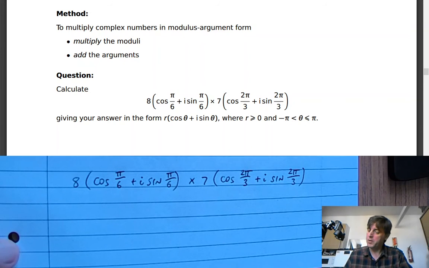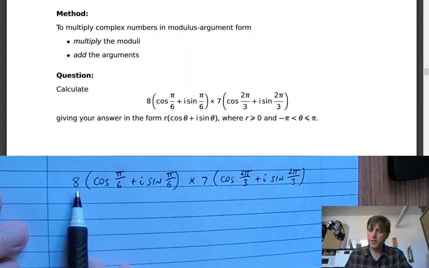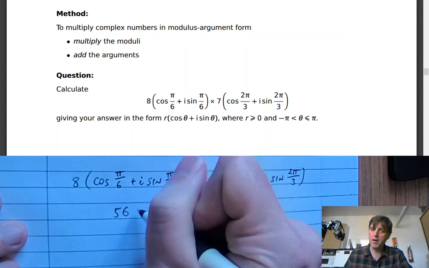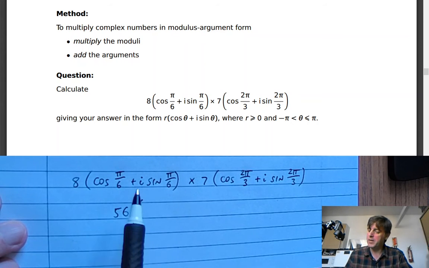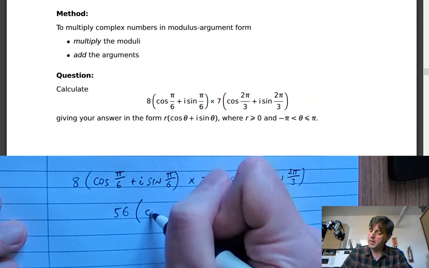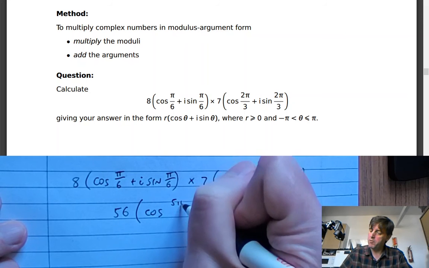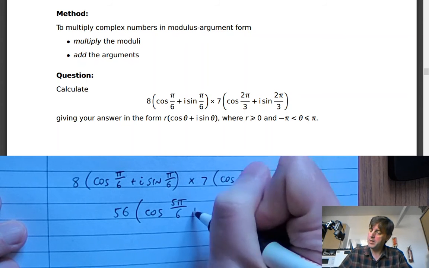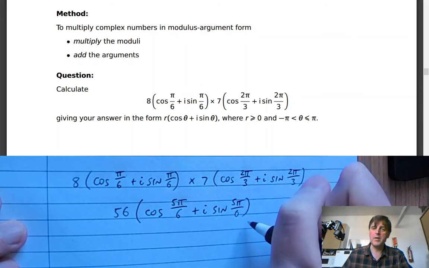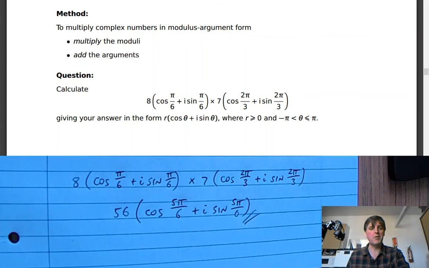The modulus of the answer is going to be the modulus here, 8, multiplied by the modulus here, 7. That gives us the answer 56. And then for the argument, we're going to add together the arguments of the two numbers: pi over 6 plus 2 pi over 3. I think that gives us 5 pi over 6. So in modulus argument form, there is my answer. Pretty easy once you know what you're doing, right?